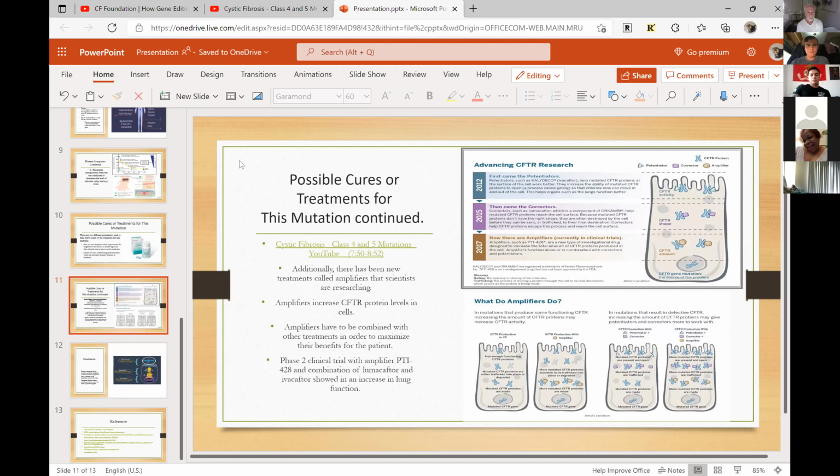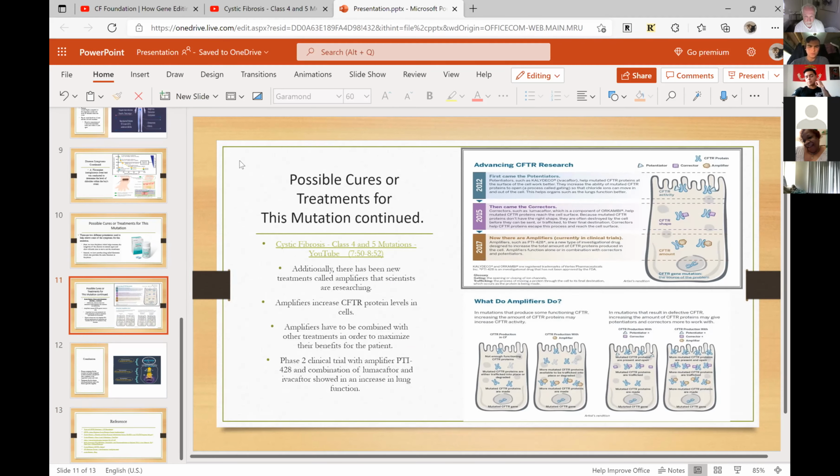Okay, so we talked about potentiators. We also have amplifiers. What amplifiers do is increase the CFTR protein levels within cells, which allows us to create more CFTR proteins. With our mutation, we don't have a problem with our protein being abnormal. We just have a problem with not creating enough. So amplifiers would definitely work with this type of mutation.